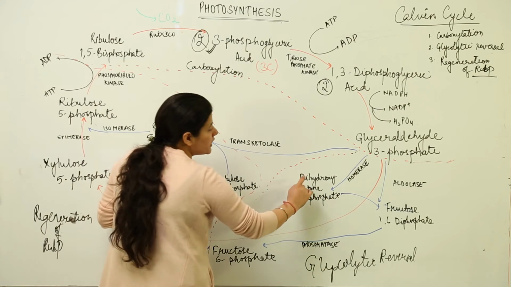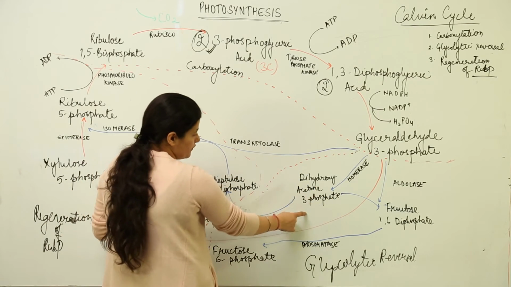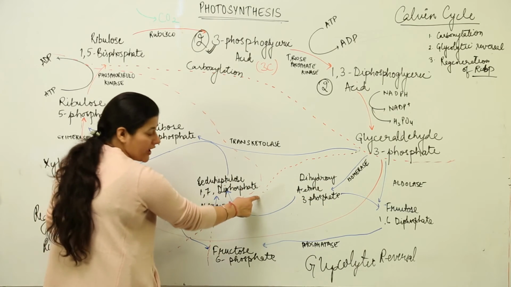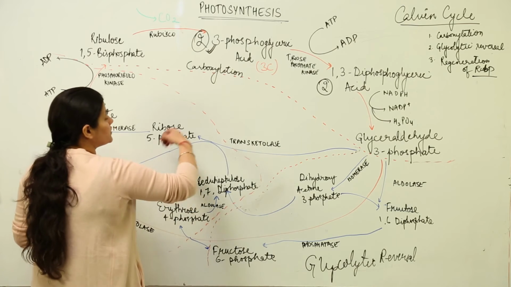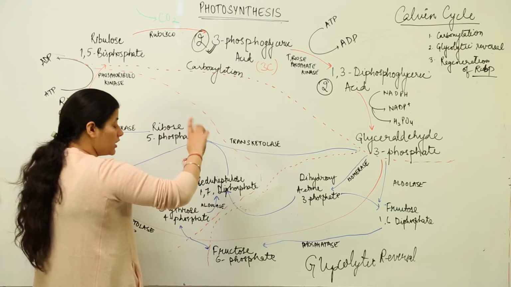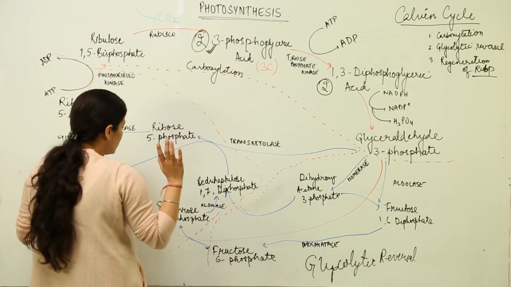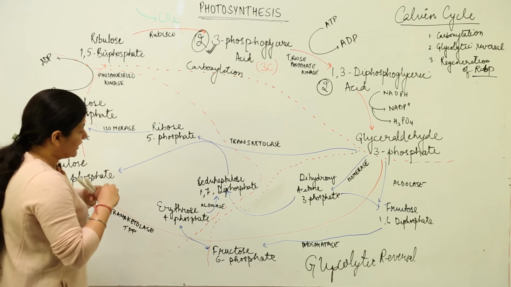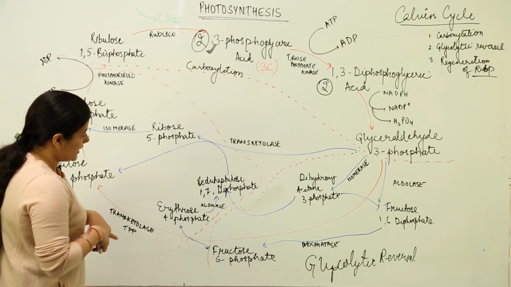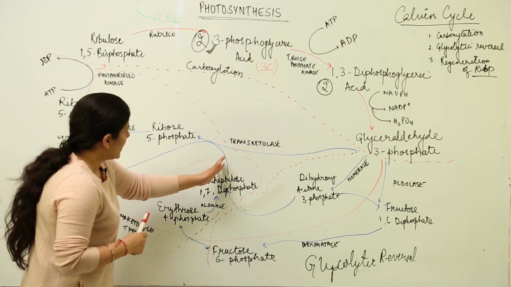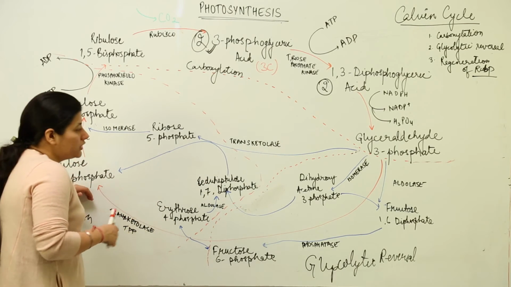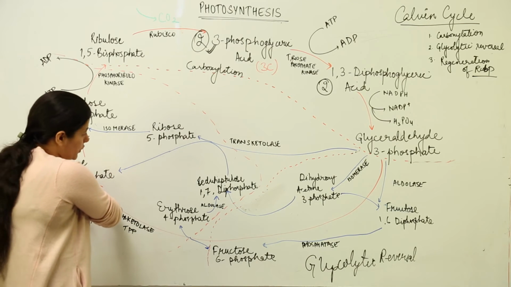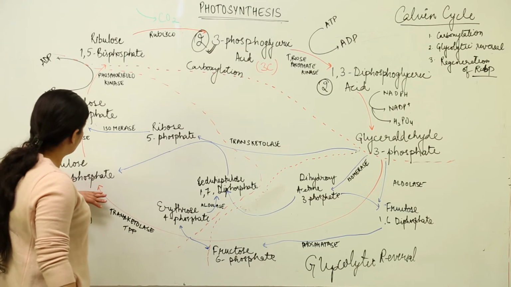What are those steps? Dihydroxyacetone 3-phosphate, it gets converted to pseudoheptulose 1,7-diphosphate, then it gets rid of its 1-phosphate by the activity of phosphatase enzyme, and then it comes and joins with the glyceraldehyde 3-phosphate. 2 of its carbons come and join over here. It forms the xylulose 5-phosphate.